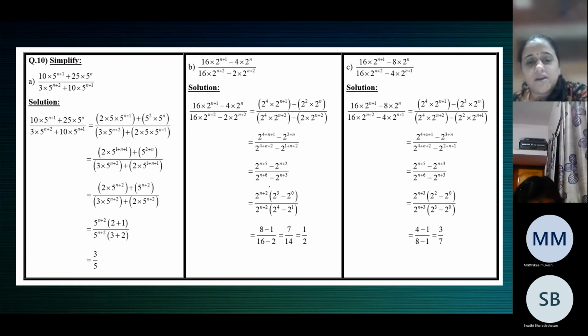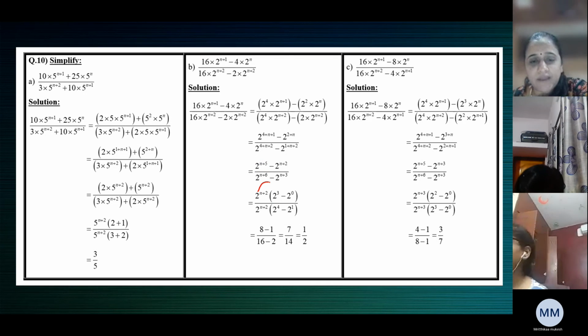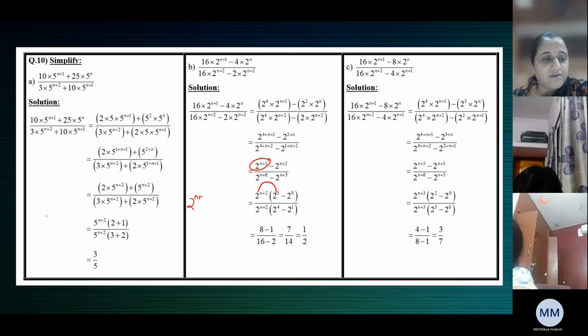Now this step is very important. You take out 2 to the power n plus 2 common in the numerator and denominator. Now children, this one multiplied by what will give you this first term? When you take out something common, how do you write the terms inside the bracket? So 2 to the power n plus 2 multiplied by what will give you 2 to the power n plus 5? Children, it's very easy.